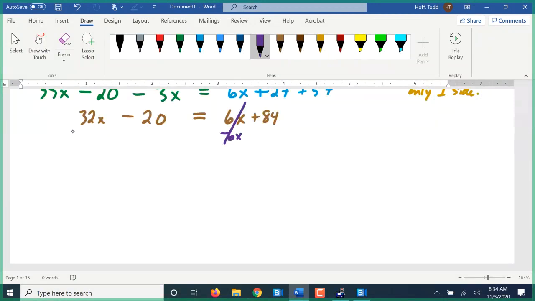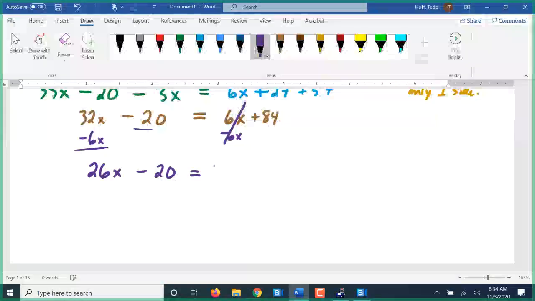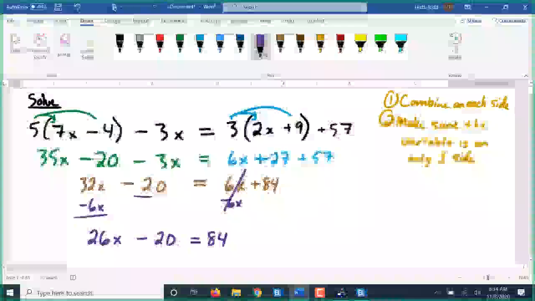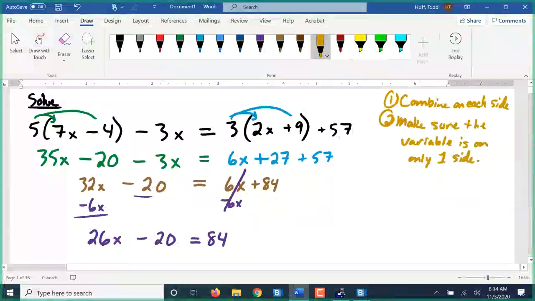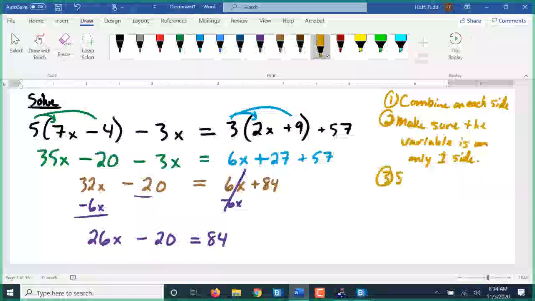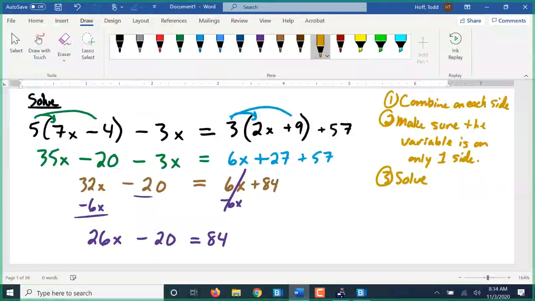The only place we can take it from there is from the 32x. So 32x minus 6x is 26x. We still have the negative 20 there, equals the 84. Now we've combined everything we can combine. We've made sure the variable is on only one side. Now we can solve.